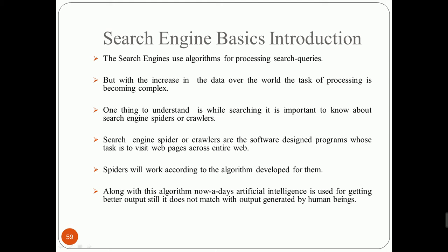Still, it does not match the output generated by human beings. So artificial intelligence is getting better results, but it does not match the output generated by human beings. Human beings also generate output, but AI is not matched with it. So artificial intelligence came into the picture as a topic, and we will get some ideas about artificial intelligence.